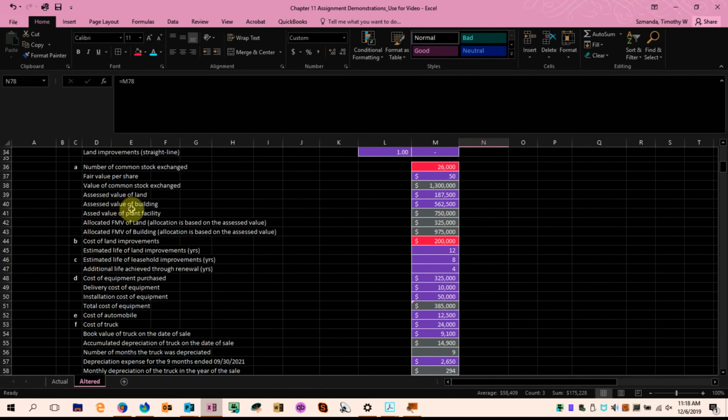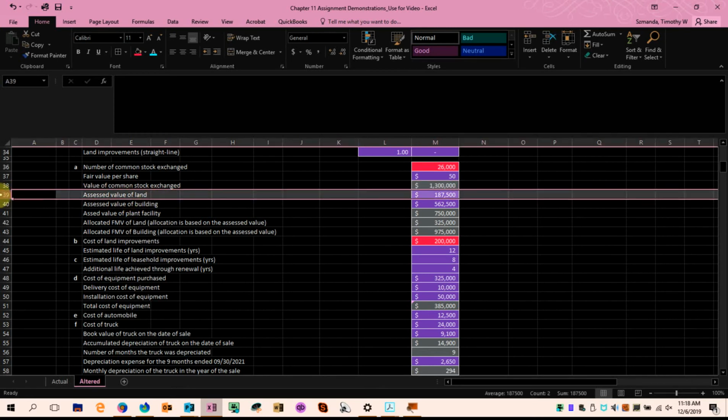For the first event, we have a plant facility consisting of land that was acquired in exchange for 25,000 shares. I changed it to 26,000 shares at $50 per. Well, if we paid $1.3 million using my numbers for the fair market value of the land and the building, we need to parse out, or separate, or bifurcate the values of the land and the building because we do not depreciate land. We only depreciate the building portion of this purchase.